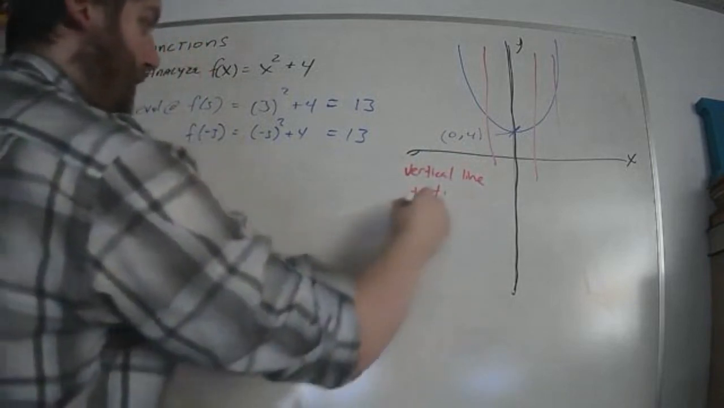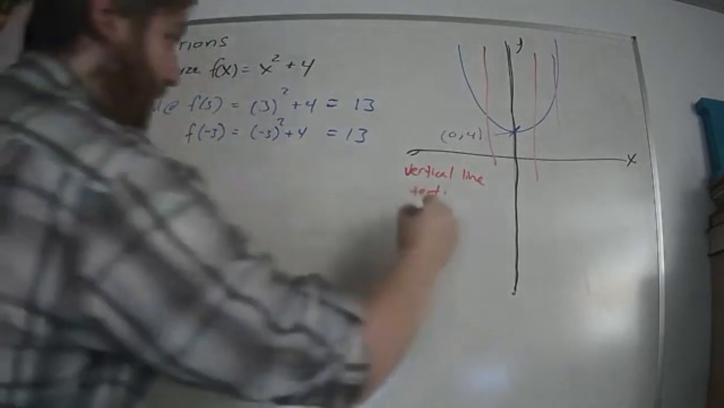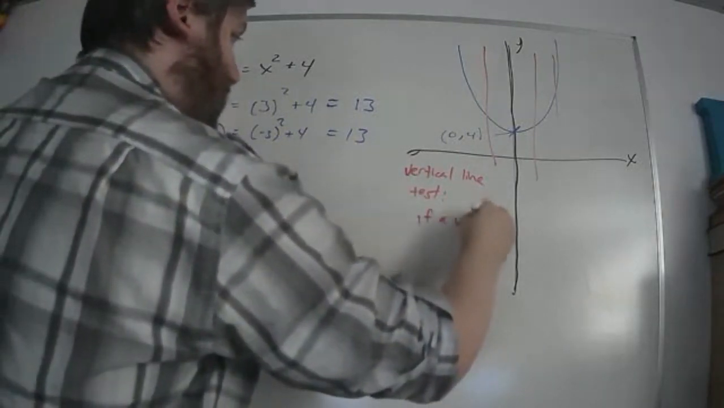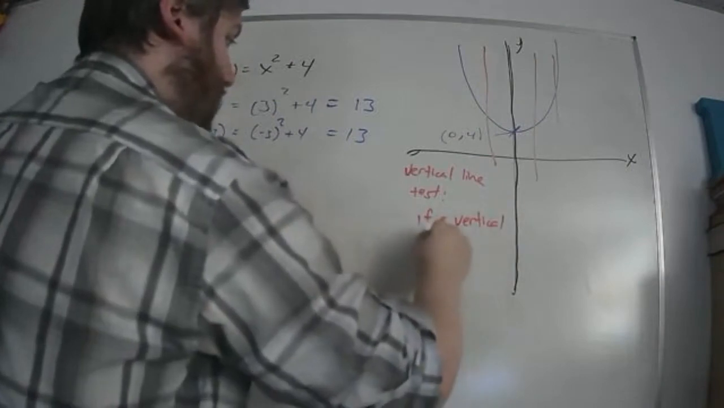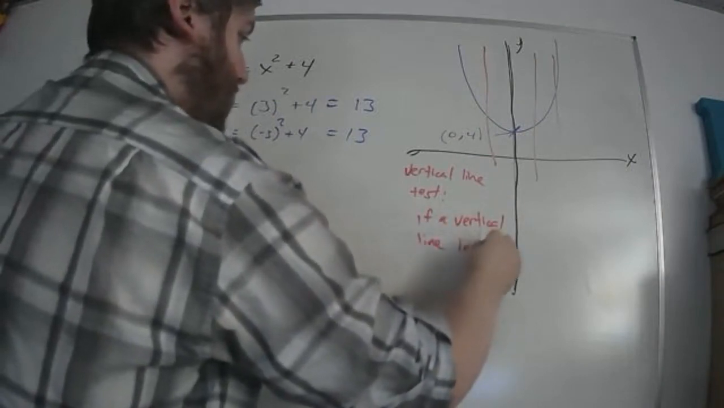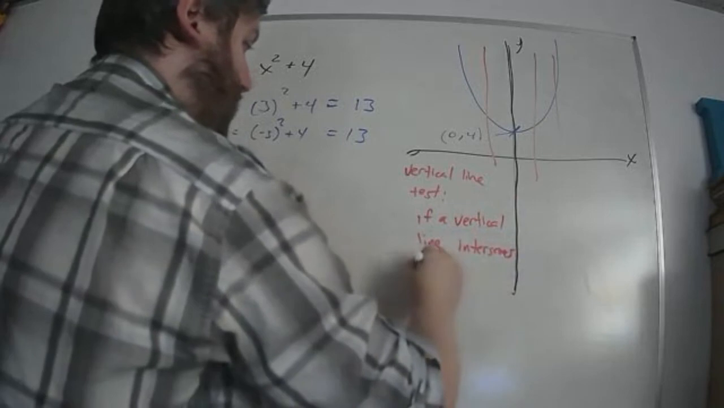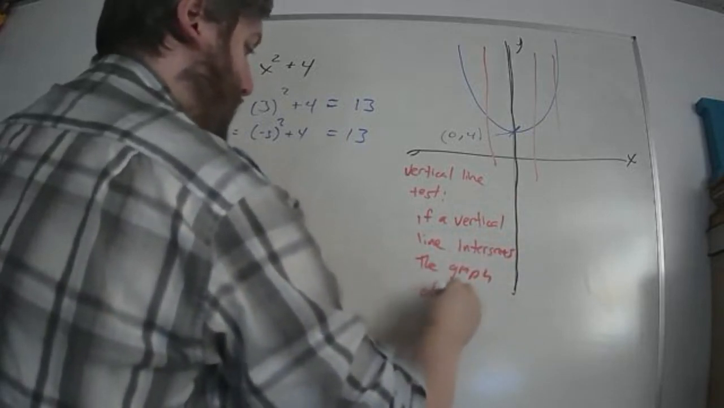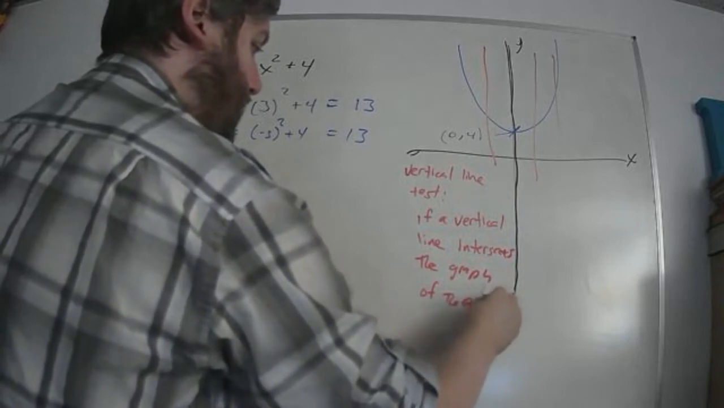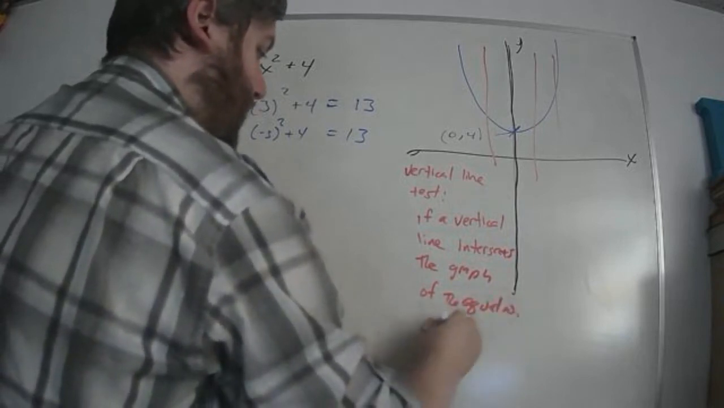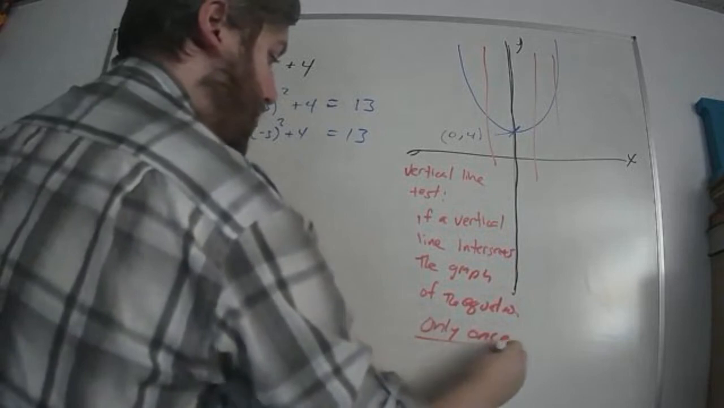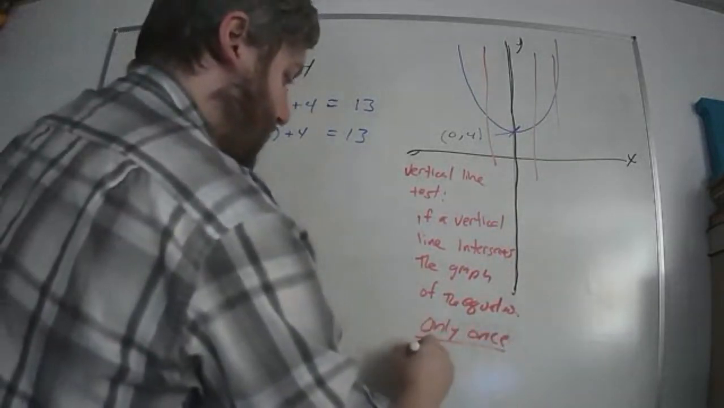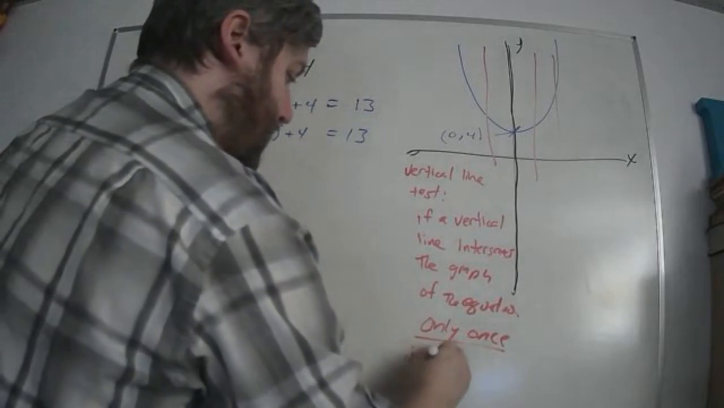And I'll say, if a vertical line intersects the graph of the equation only once, then it is a function.